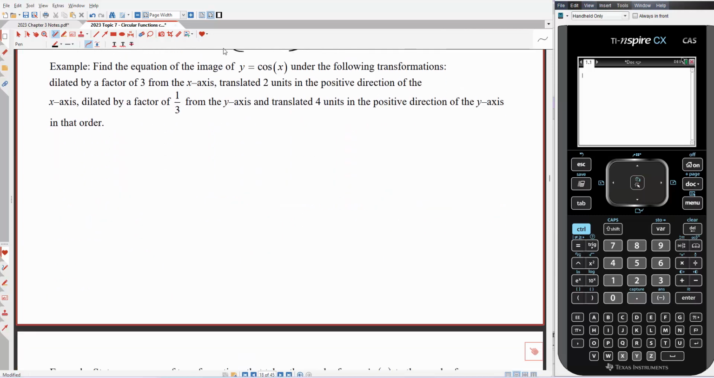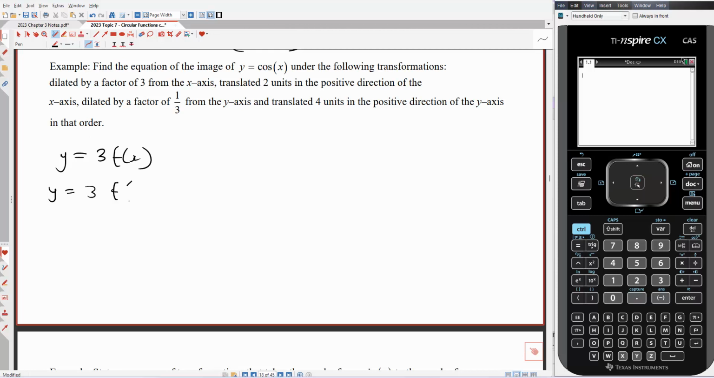Okay, find the equation of the image of that under the following transformations. Alright, so again, I'm going to go by function. You can do mapping, that works just fine. You should get the exact same answer as me. So, you know, in your notes, include whatever you want. Find the equation of y equals cosine x under the following transformations. So we're dilating by a factor of 3 from x. So 3f of x, translated 2 units in the positive direction of the x-axis.